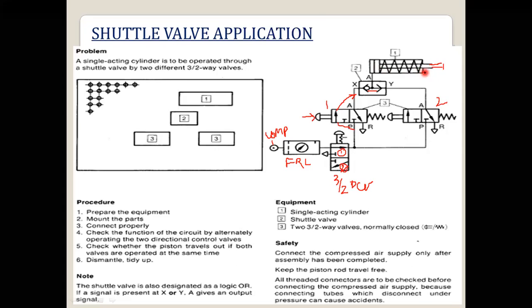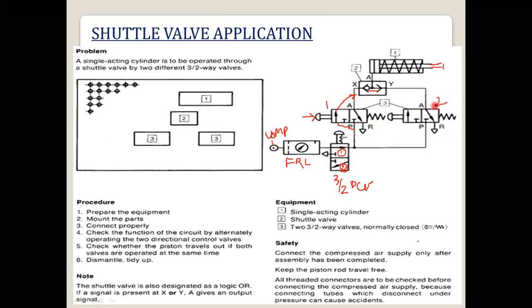After extension is done, the return has to be done. Done means I have to release this push button. If I release that push button, this will be the position. So at that time, air will flow from A to the X, then to the A and R. R means the air will be released to the atmosphere.